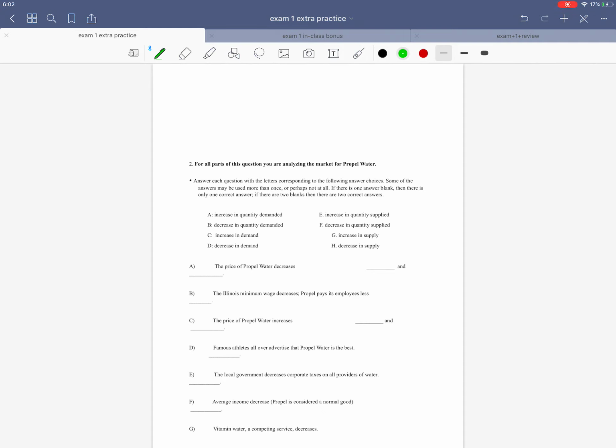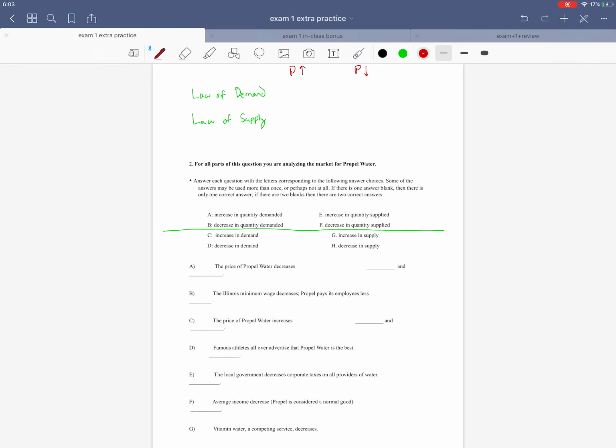What I like to do is separate because I see students constantly confuse changes in quantity demanded and demand or changes in quantity supplied with supply. So the best thing to do is to separate the two impacts. Now we have our law of demand and our law of supply. So let's look at what happens when price goes up and when price goes down.